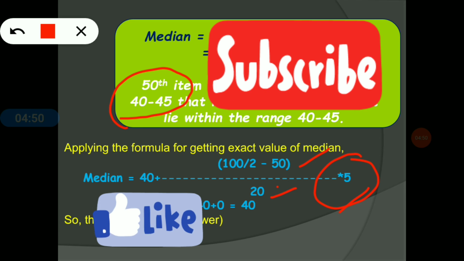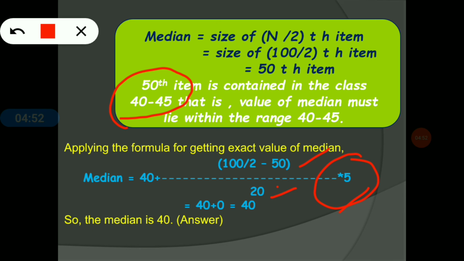So 50 minus 50 is equal to 0. 0 multiplied by any number is also equal to 0. So 40 plus 0 is equal to 40. So what is the value of median? So median is 40 for this particular example.